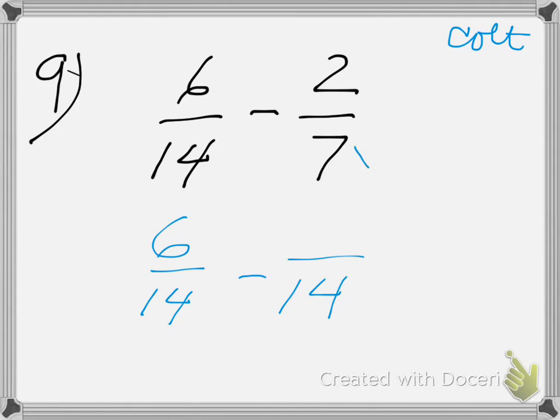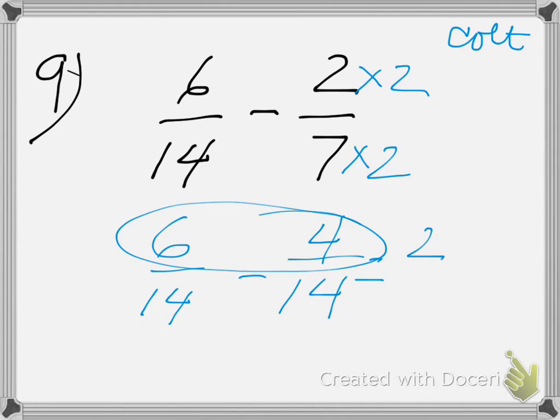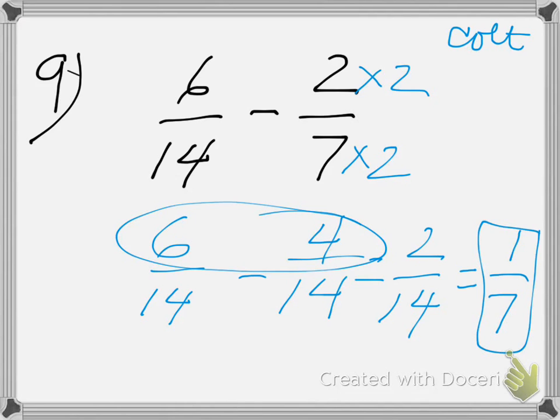So 6/14 stays the same. We multiplied 7 times 2 to make our 14, so 2 times 2 is 4. And we do just our 6 minus 4 and get 2/14. Those are both even, so we divide them both by 2, and we get 1/7.